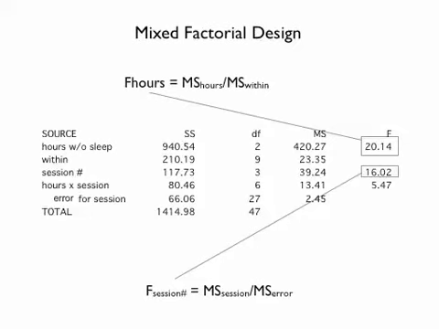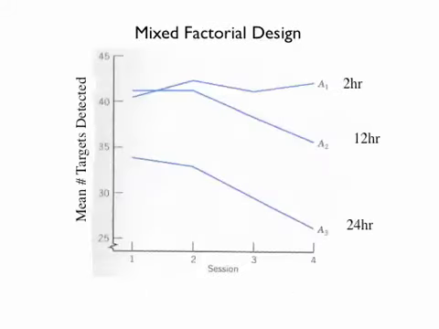And of course we have the interaction sums of squares listed here. So there are 3 different F's. We have an F for the main effect of how long it has been since you slept, an F for the main effect of session, and an F for the interaction between these two. All 3 of these are significant. Let's check out how that worked in this graph.